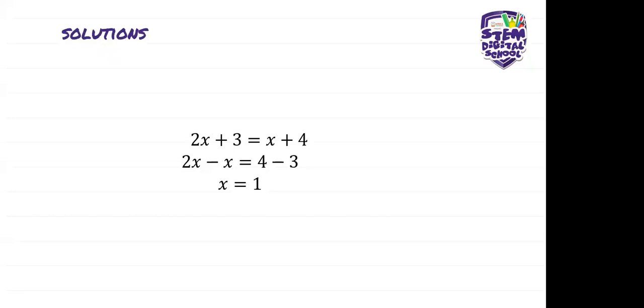And 2 times 1 gives you 2, and 2 plus 3 is 5. And the left-hand side is now 5. The right-hand side will be 1 plus 4, which is also 5. So the left-hand side is equal to the right-hand side. So the two are equal.